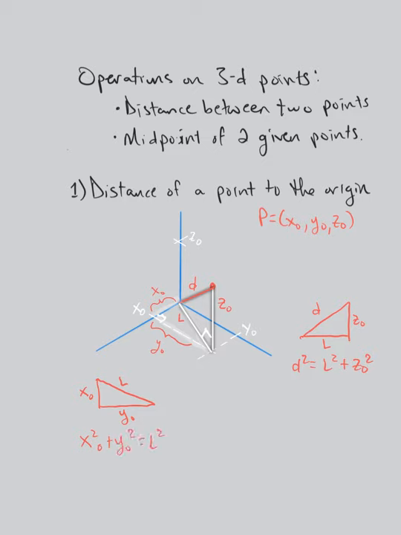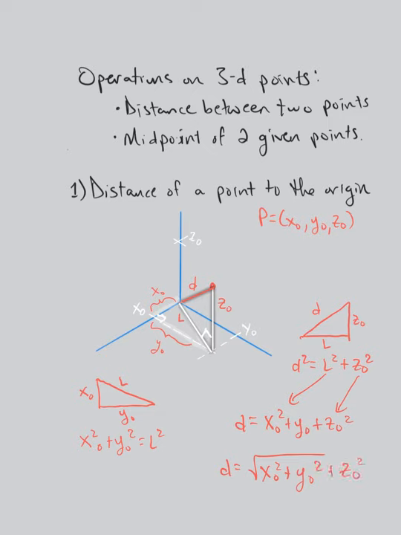Okay, so what can we do? Here we have an expression for L squared. I can plug it in over here. And so what do I get? I get that D squared is equal to L squared, but I'm going to rewrite it as x naught squared plus y naught squared, and then I still have this plus z naught squared. Okay, and so there's our formula for the distance of a point from the origin.